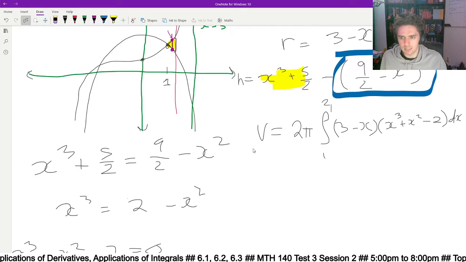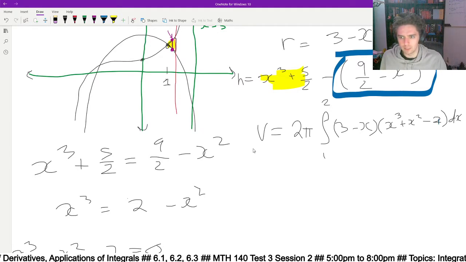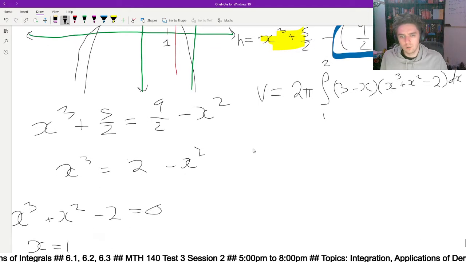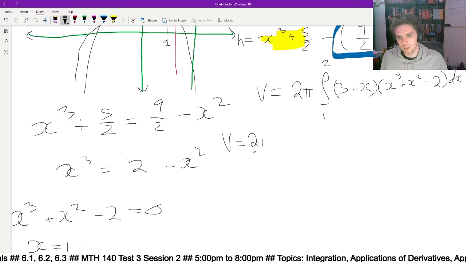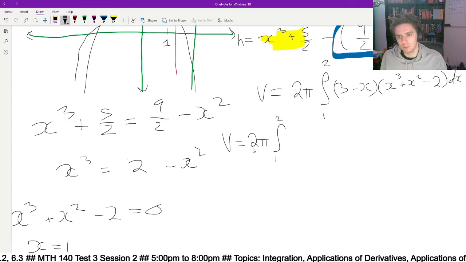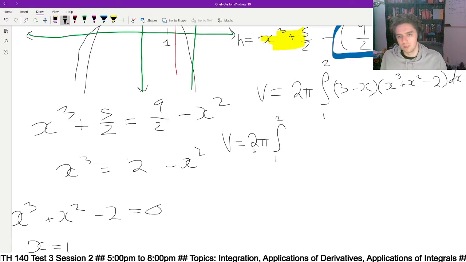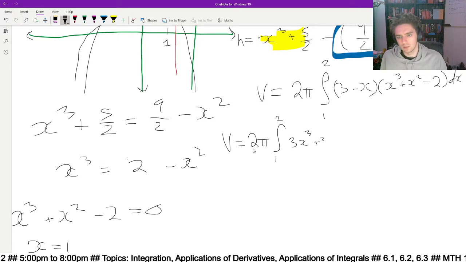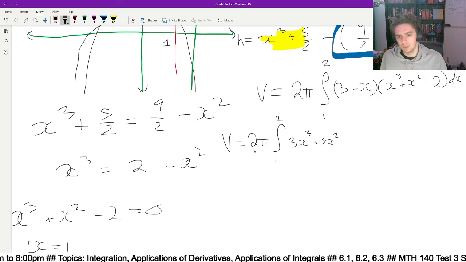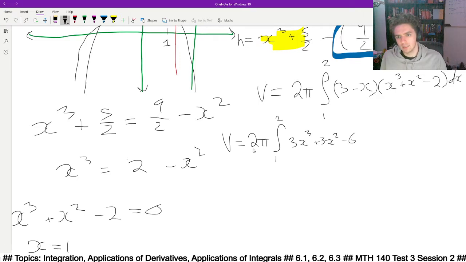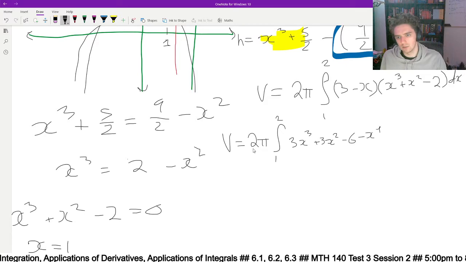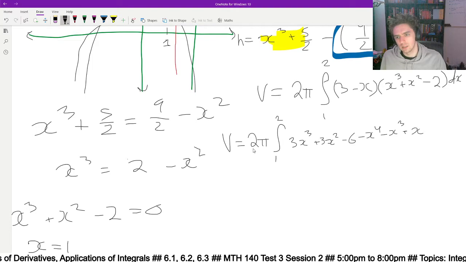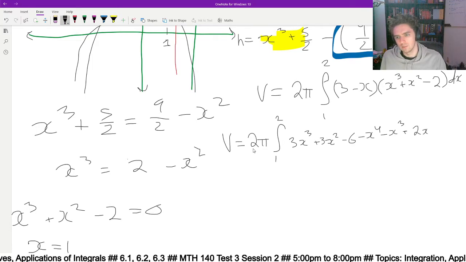5 minus 9 is negative 4. Negative 4 over 2 is negative 2. Yeah, that looks right to me. Negative 2. So let's just integrate this. So V equals 2 pi, still from 1 to 2. I'm going to multiply this in. So 3 times x cubed is 3x cubed. 3 times x squared is plus 3x squared. 3 times negative 2 is negative 6. Negative x times x cubed is negative x to the 4, minus x cubed plus x plus 2x dx.